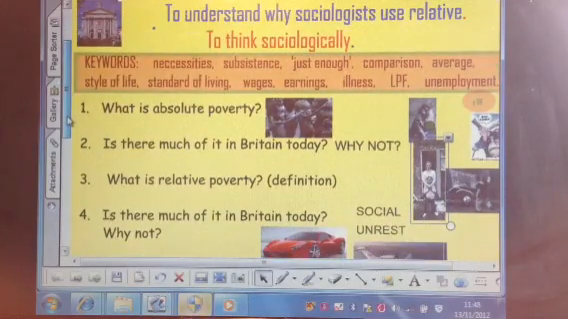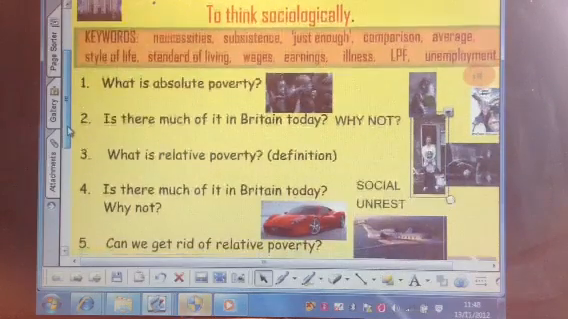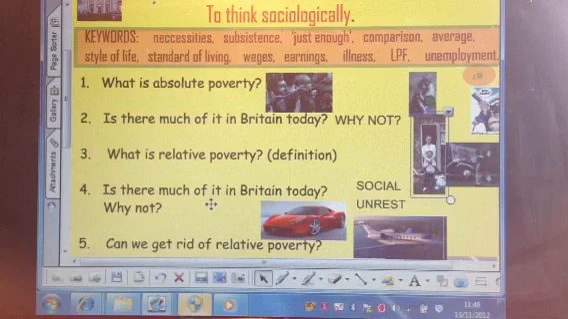Is there much of it in Britain today? And if not, why not? Well, because there is obviously some. There's actually quite a lot. And there has to be. We have to have poverty in our system. Our system is a competition. We have winners and losers. We can't have too much of it. It would cause social unrest. But we have to have some. If we're going to have a competition, there must be losers. And the losers are what we call the poor, people in relative poverty. Obviously, we'll do a lot more work on this in class, some more examples.